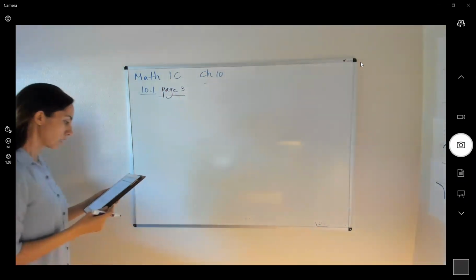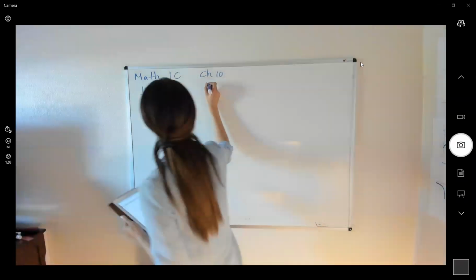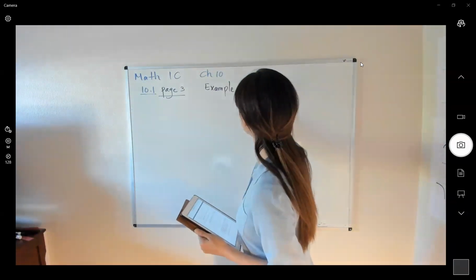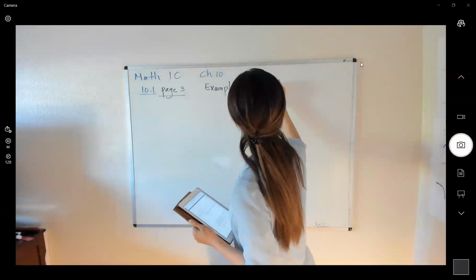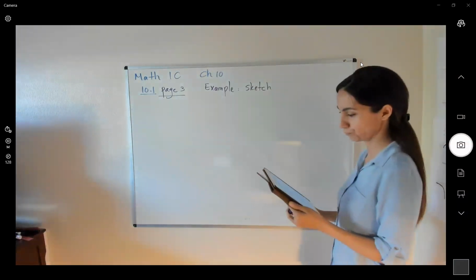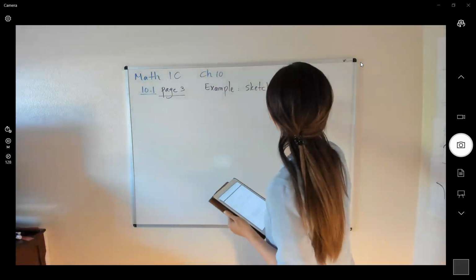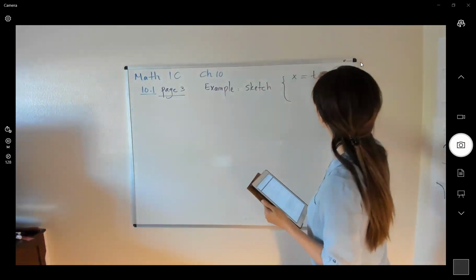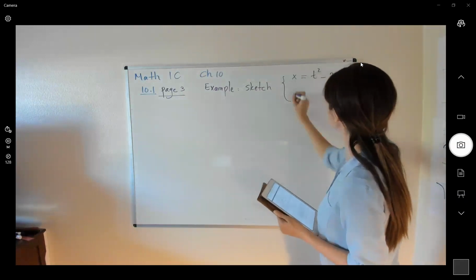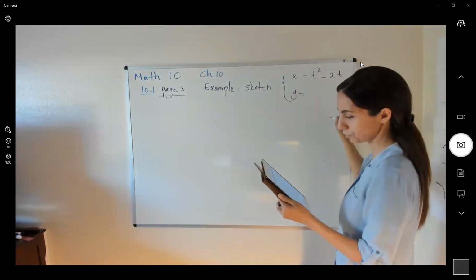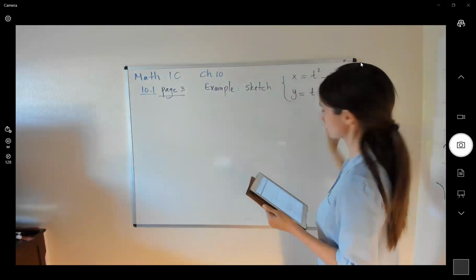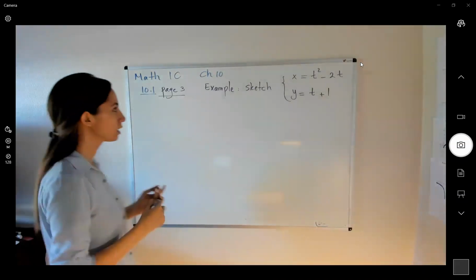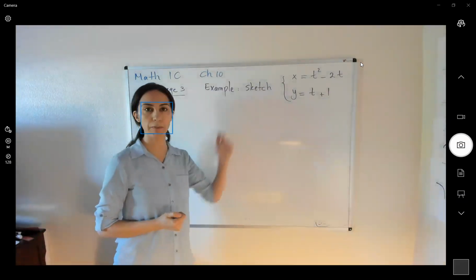The question says, this is an example for you. It says sketch the graph of x equals t squared minus 2t and y is equal to t plus 1. Perfect. So let me show you two different methods.